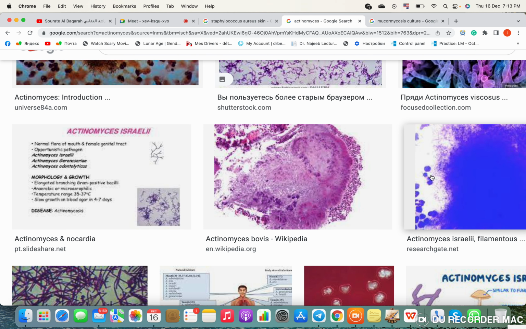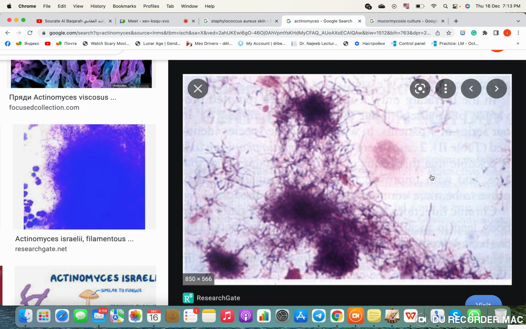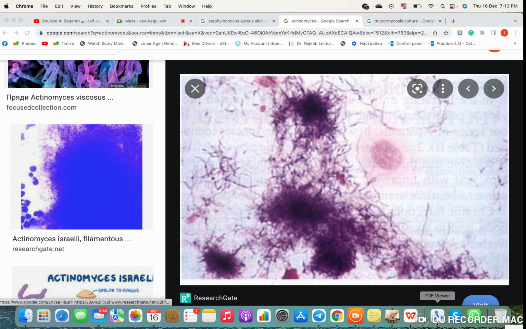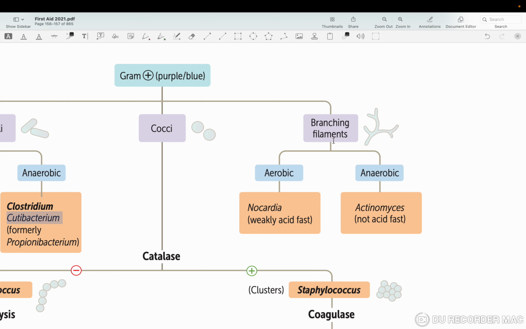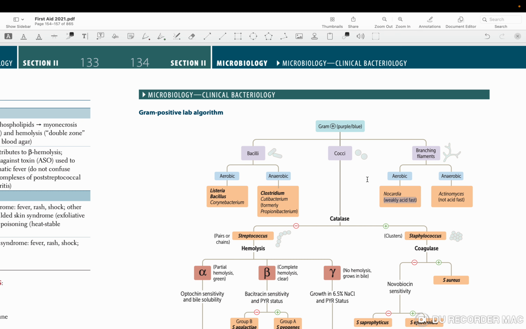Why? Because when they tried antifungal drugs on this guy, they did not work. When they tried antibiotics, it worked. So it means it's a bacteria, not a fungus. So they have a branching filament. If it's aerobic, Nocardia, mostly affects the lung. It's weakly acid fast. Acid fast is rare. What other organism is acid fast? Do you remember, guys? TB, yes. While Actinomyces are not acid fast and they are anaerobic, they can lead to jaw infection.